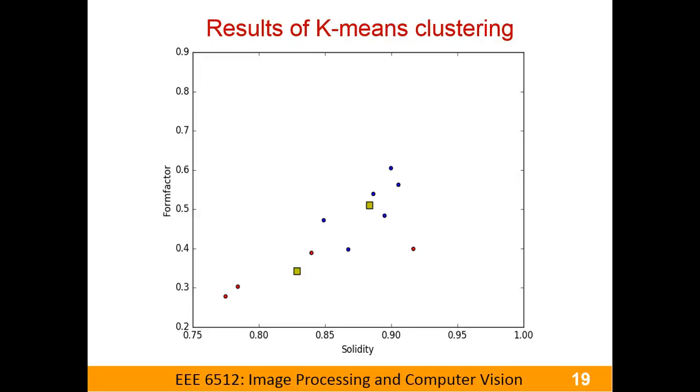These are the results of the k-means clustering which we have carried out. Here we can see that the red cells represent the leukemic cells and the blue cells represent the healthy cells. So the cells have been classified according to their form factor and their solidity value.